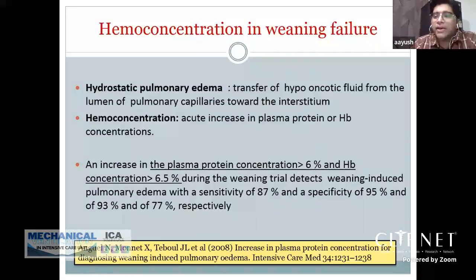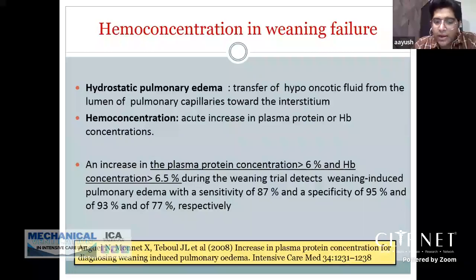Hemoconcentration also occurs when the patient experiences weaning failure because of weaning-induced cardiac dysfunction. This is because weaning-induced pulmonary edema is a kind of hydrostatic pulmonary edema. There is shifting of hypo-oncotic fluid from the lumen of the pulmonary capillaries towards the interstitium and towards the alveoli. This results in hemoconcentration, with an increase in the plasma protein as well as the hemoglobin concentration.